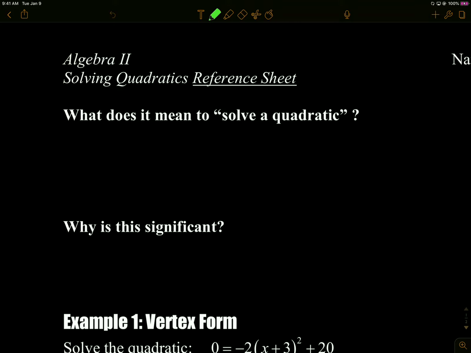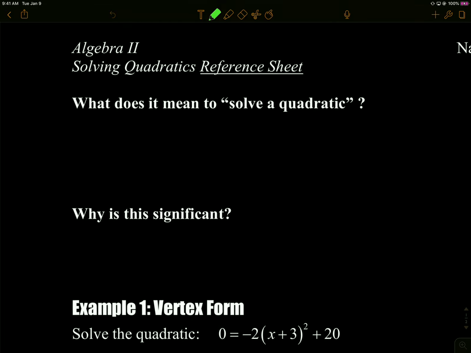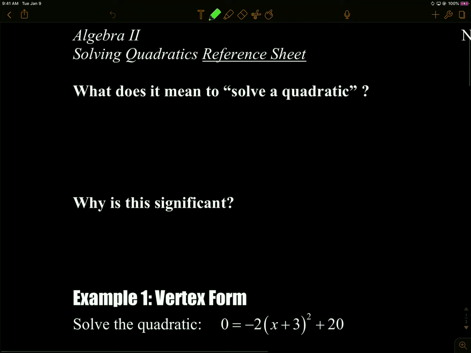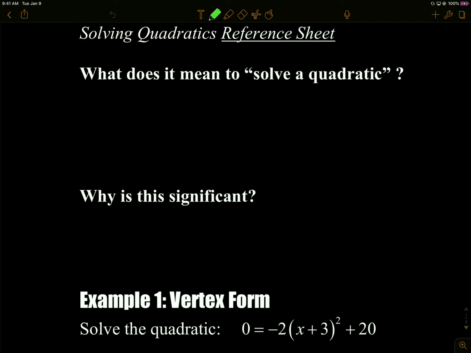So we're going to make a reference sheet here that you're going to keep with you when we're working on solving quadratics. So first of all, what does it mean to solve a quadratic? Well, that's kind of a shortened, paraphrased set of directions.